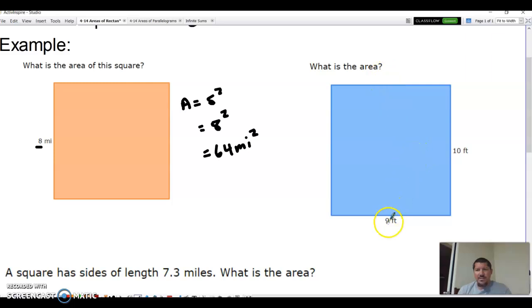What is the area? Well, 9 and 10. So length and width, or base and height, whichever way you want to look at it. So base times height, in this case base is 9, height is 10, it really doesn't matter which one is which. 9 times 10 is 90 feet squared. Looks like two F's. 90 feet squared.